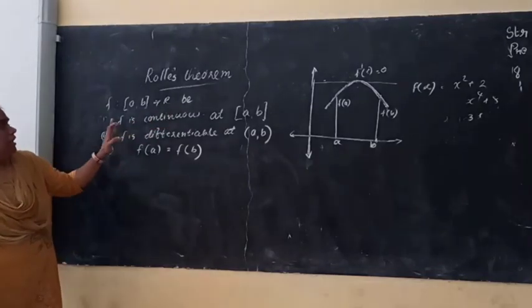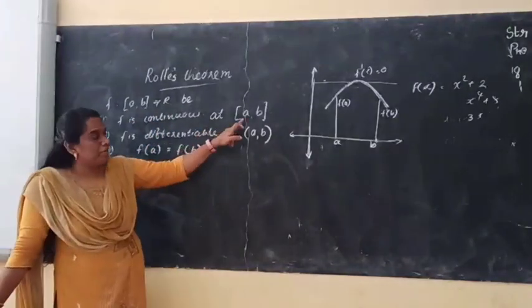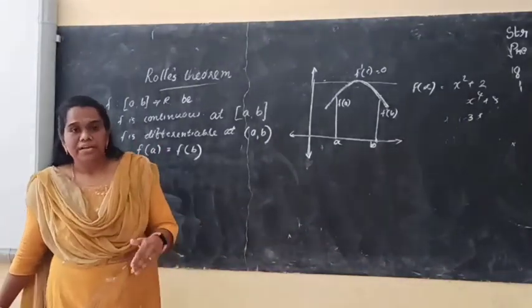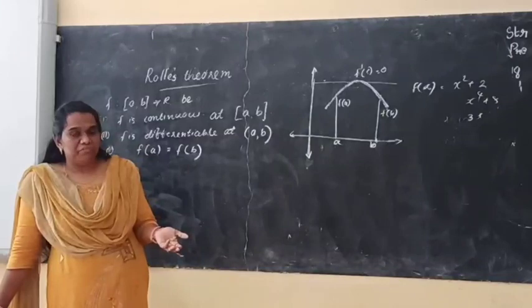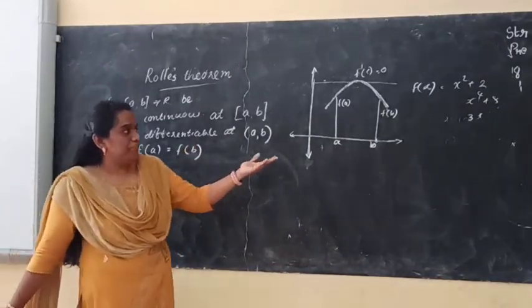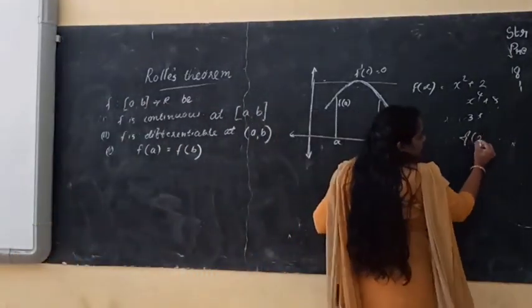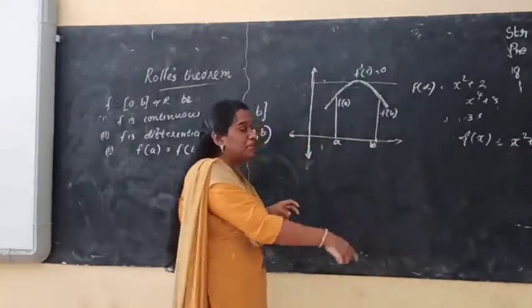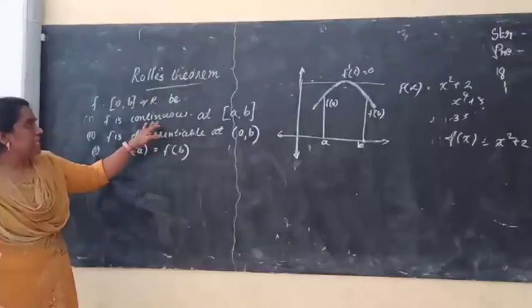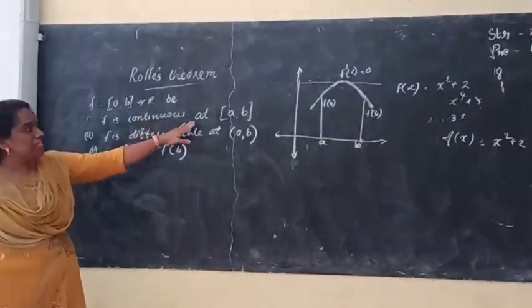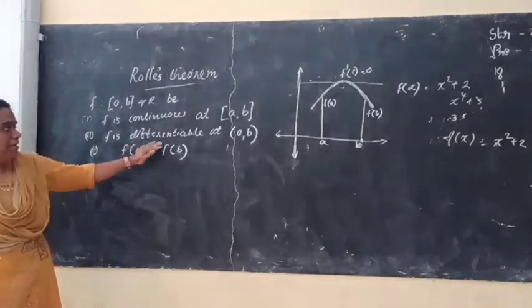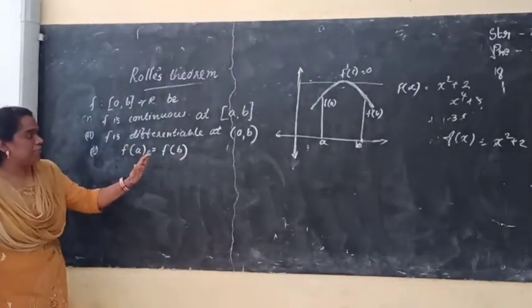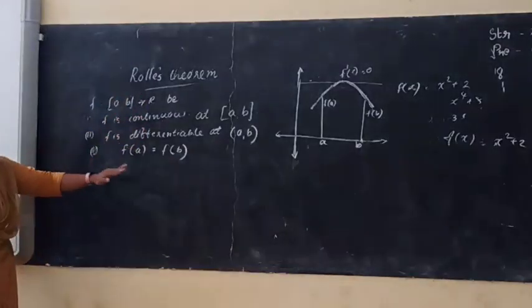This function is continuous on the closed interval [a, b] and it is differentiable. What do you mean by differentiable? We can find the derivative of f. For example, if f(x) is equal to x squared plus 2, it is differentiable; we can find the derivative. So f is continuous and differentiable. f is continuous on the closed interval [a, b] and differentiable on the open interval (a, b), and f(a) is equal to f(b). These are the three conditions for Rolle's theorem.